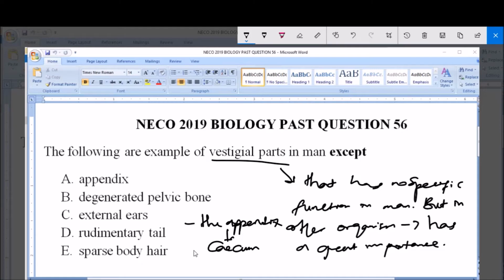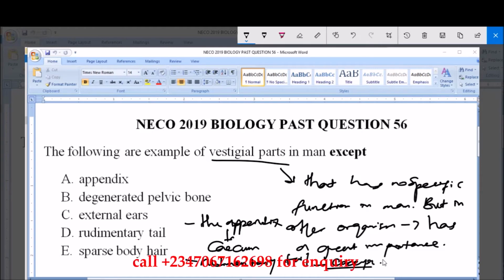Another example is the rudimentary tail in man, that is the coccyx. Now if you look at this rudimentary tail in man, in other animals it forms the tail, and it is very important in other animals, but in terms of man it becomes rudimentary, that is the coccyx bone.